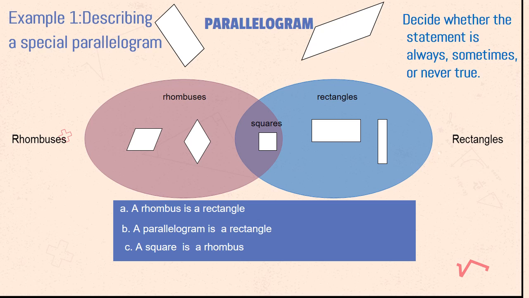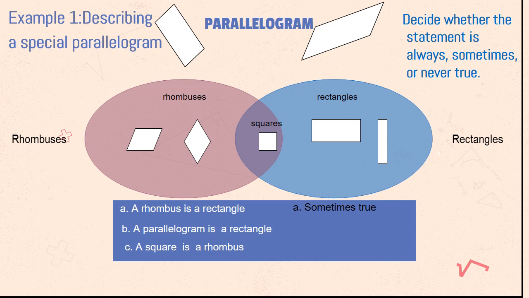If we look at the Venn diagram above, we can see that we have an oval representing rhombuses, another one representing rectangles, and they overlap. And the region where they overlap is the region for the squares. So a rhombus is a rectangle: always, sometimes, or never? I think you can see from the figure that the answer is sometimes true. A rhombus would be a rectangle only if it is a square.